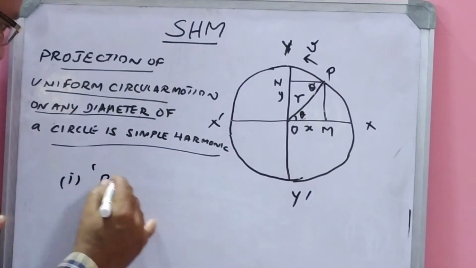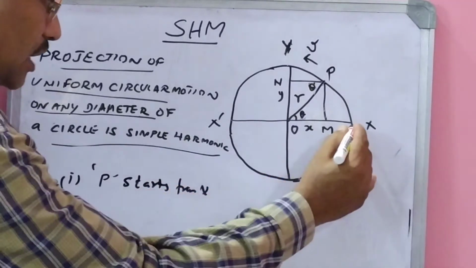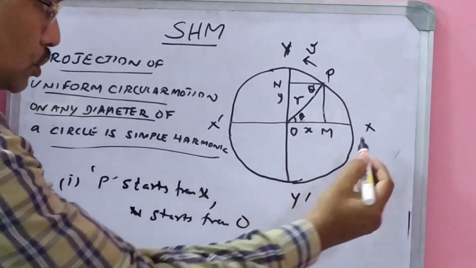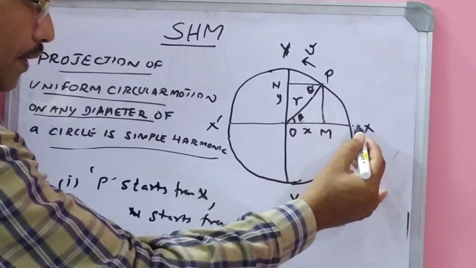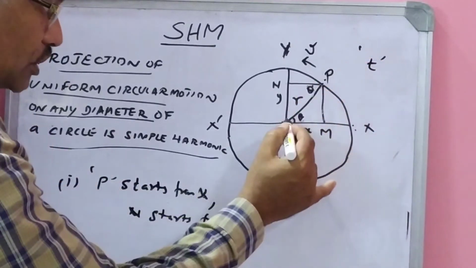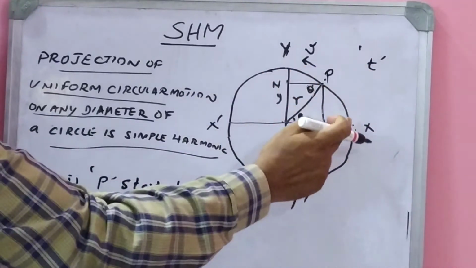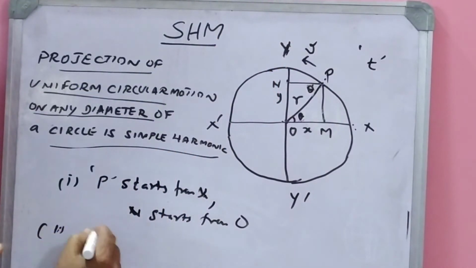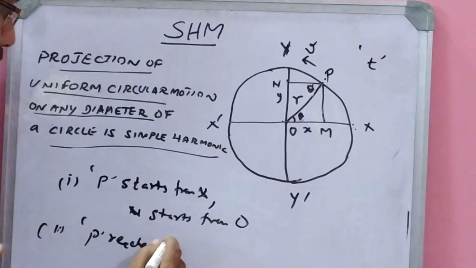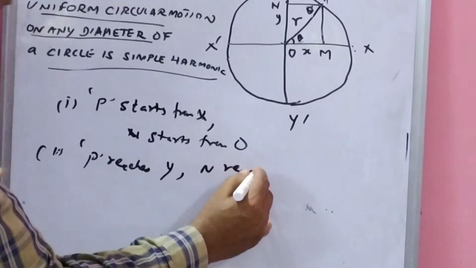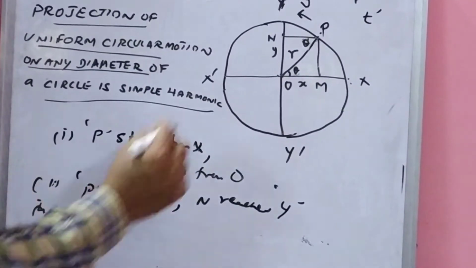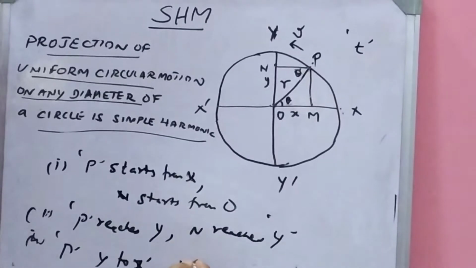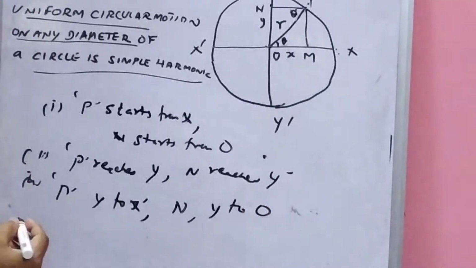When the particle P starts from X, the projection N starts from O. For the particle P, the projection is N. When the particle P reaches a point after a particular time t, the projection also reaches the point N at the same time. When the particle P reaches the point Y from X, the projection N reaches the same point Y. From Y to X prime the particle P travels, but the projection N travels from Y to O.